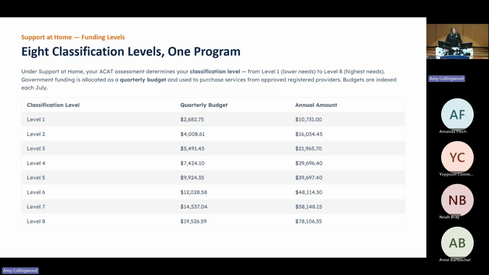And the reason why the government has decided to allocate these kind of funds is because it keeps the pressure off the hospital systems and it prevents early access into residential aged care facilities. Because let's be honest, we all want to stay at home for as long as possible.